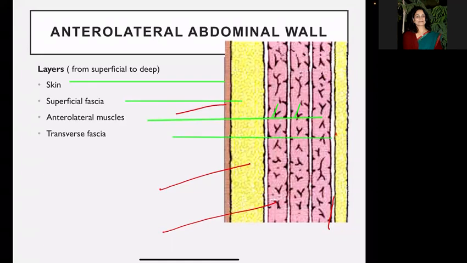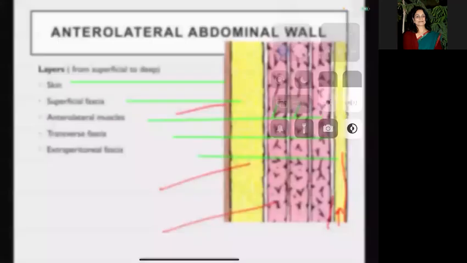And then there is the peritoneum, that is the parietal layer of peritoneum, and in between the fascia transversalis and the parietal peritoneum, there is extraperitoneal connective tissue. So in today's class we'll talk about skin and superficial fascia. The muscles and other structures will be taught in the next classes.